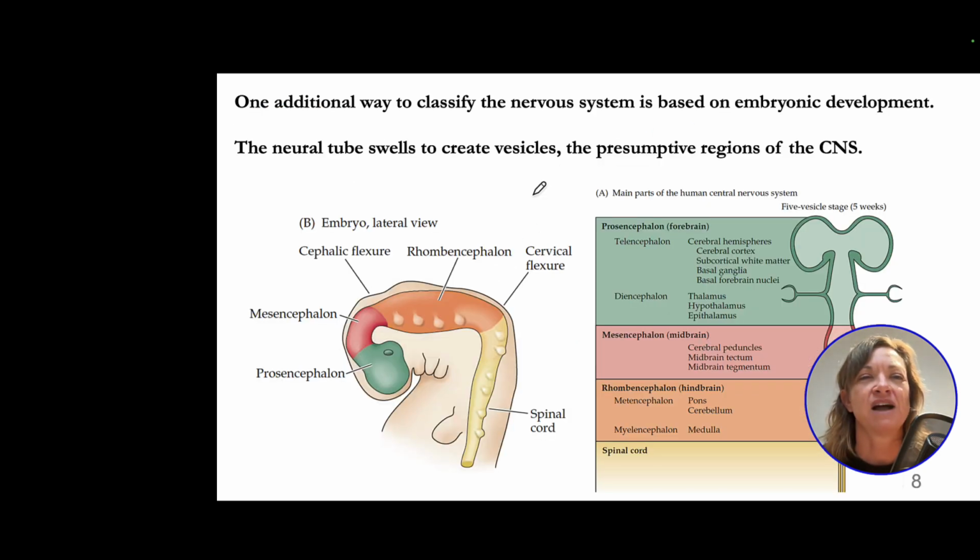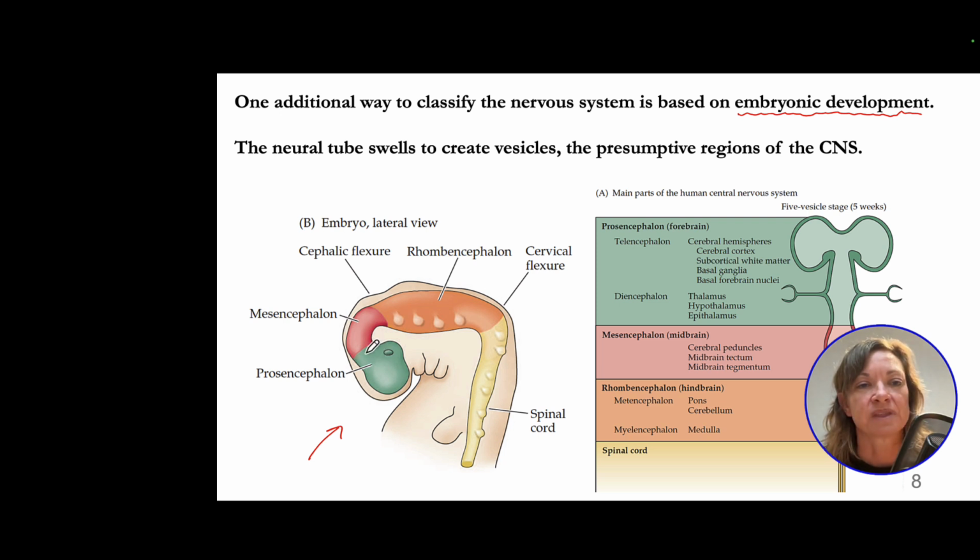Now, there's sort of a final way to classify the nervous system, and that's based on embryonic development. So you'll hear these terms as well. In embryonic development, this is a human embryo in lateral view here that we're looking at on the left-hand side of the slide. And you can see he's folded over. So the neural tube in development swells up, creates these vesicles, these swellings, and then it flexes. It flexes at the front to fit our big brain into our relatively little skull.